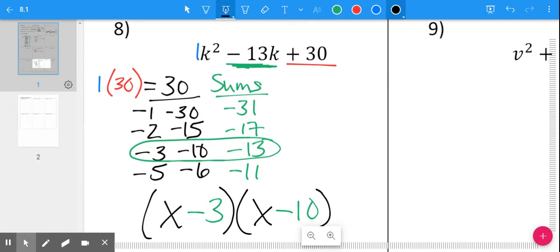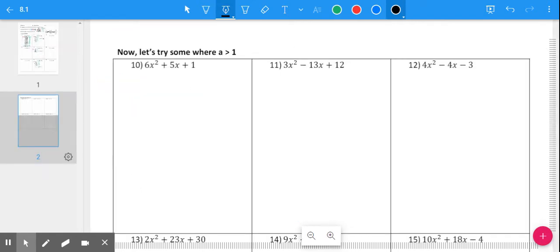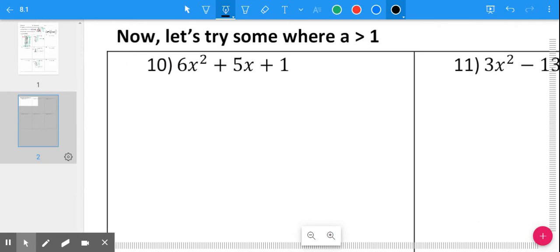So what happens when the a value is not 1? That's what we're going to figure out on the back. So these are some examples where a is larger than 1. I do want you guys going through the other 5 problems from the front for practice and then checking your answers later on Canvas, because you need to be practicing in your own time.